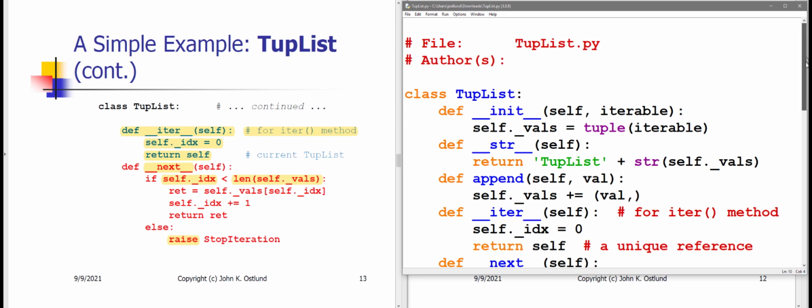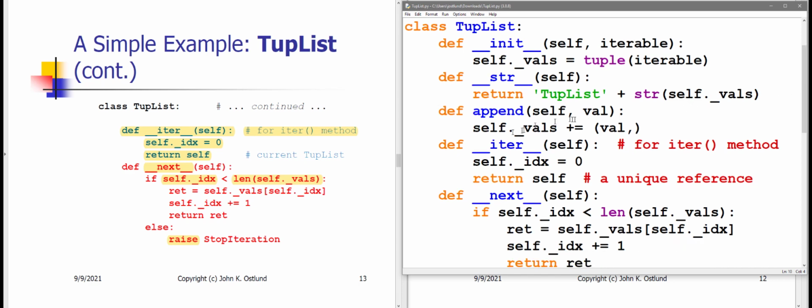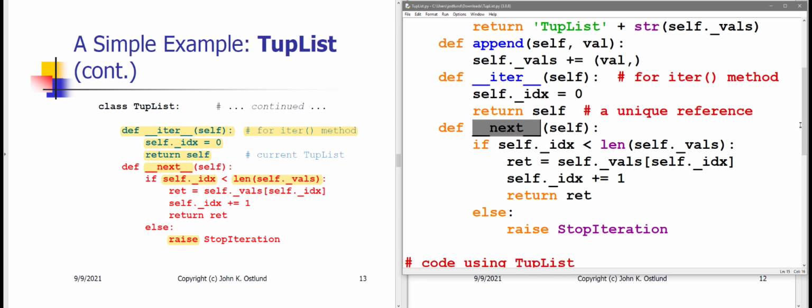We're also then defining, for our tuplist class, dunder iter that we can use to create an iterator object for ourselves, and dunder next, which operates on that iterator object and does one of two things. It either gives us back the next value from the underlying tuple containing our values, or it raises a stop iteration exception. I claim that because we have defined dunder iter and dunder next, for loops work.